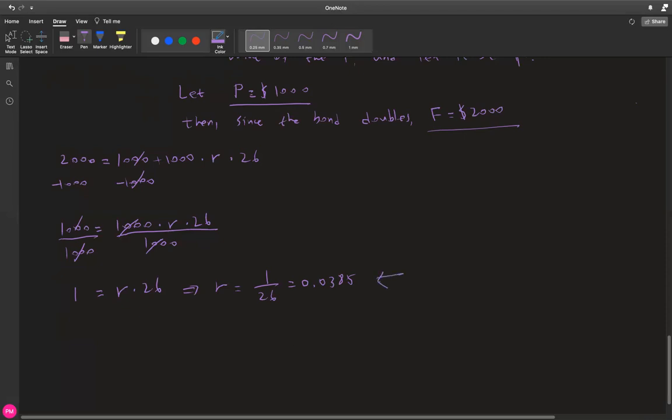So this would imply that it's a 3.85% APR. I'm not going to go over the same example again with a different number, like 1 or 100, just to show you that it ends up with the same APR, but you can do that in your own time, and you should be able to confirm that you really end up with the same APR.